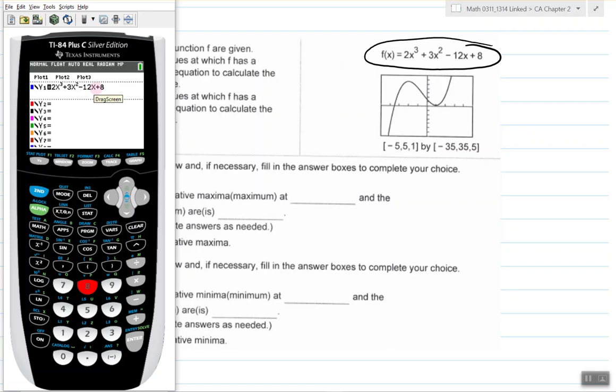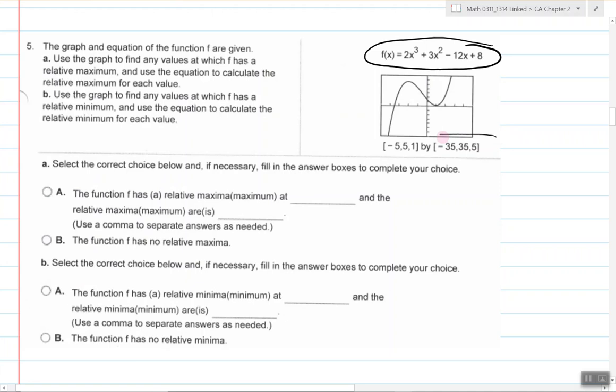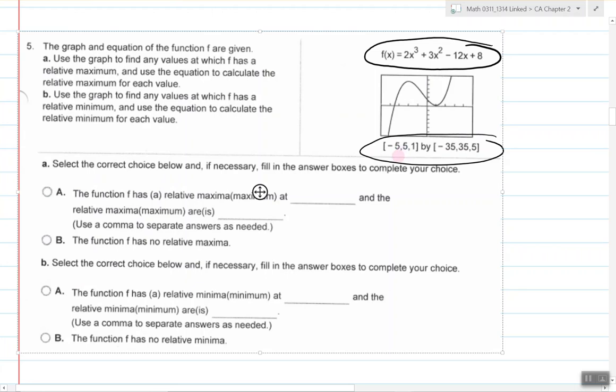I am going to look at my instructions, and it has the window. The first one will be the x's. So this will be x min. This will be x max. And don't worry about that, that's the scale. We don't have to worry about it. This will be y min. This will be y max. And we won't worry about that.